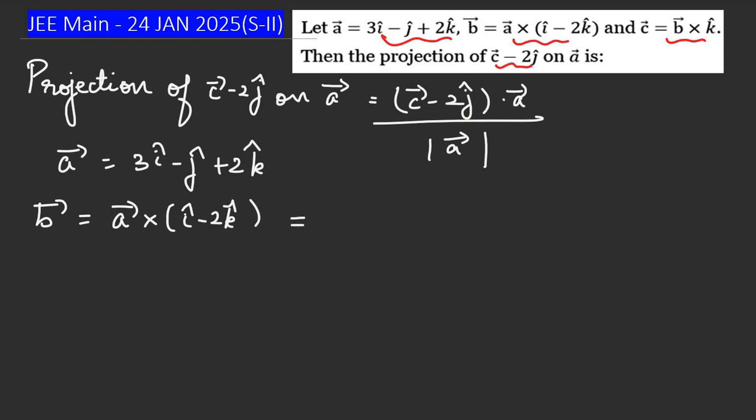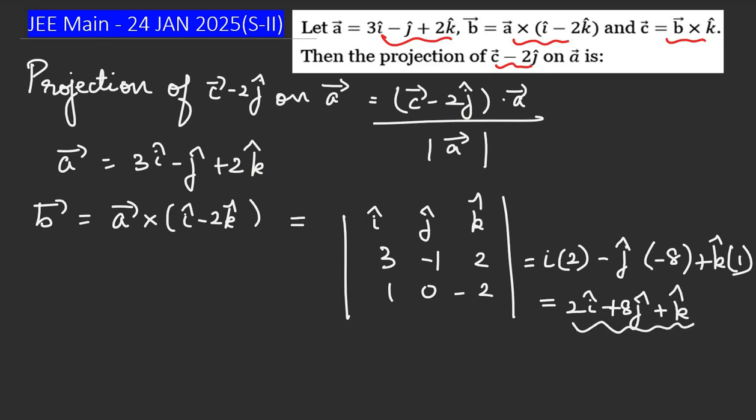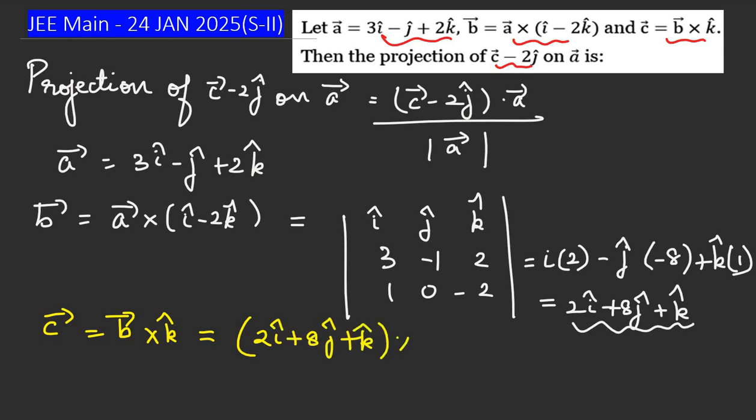So the cross product of the vectors gives us the determinant with rows i, j, k; 3, −1, 2; 1, 0, −2. Expanding the determinant we get i times 2 minus j times −8 plus k times 1. This is equal to 2i + 8j + k, which will be our B vector. C vector is equal to B vector cross k vector. So taking the cross product, B vector is 2i + 8j + k, crossed with k.